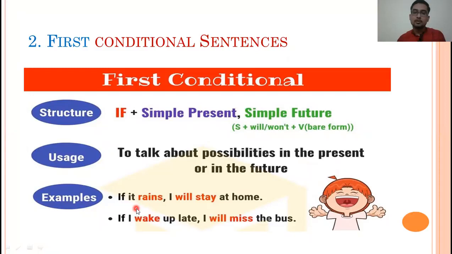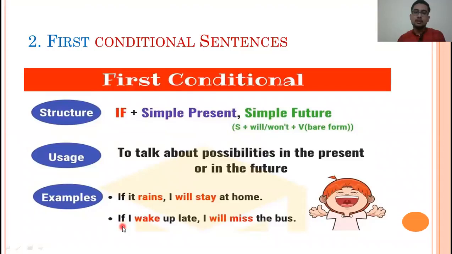The first example, if it rains I will stay at home. যদি বৃষ্টি হয় আমি বাড়িতে থাকবো। In the first part, I mean the condition part, you see if it rains, this is present simple. I will stay at home. This is future indefinite tense.